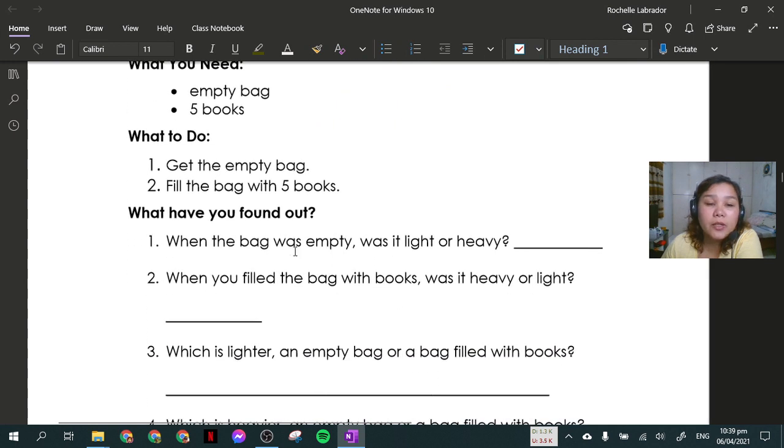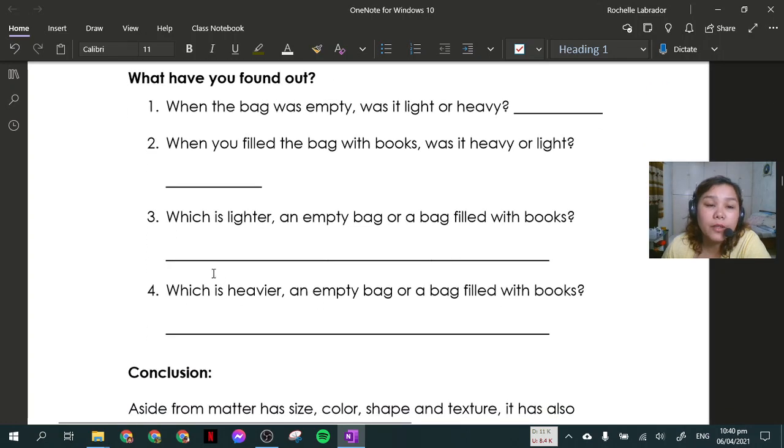Okay, let's now answer the questions. What have you found out? Number 1, when the bag was empty, was it light or heavy? So write your answer on the blank. Number 2, when you filled the bag with books, was it heavy or light?